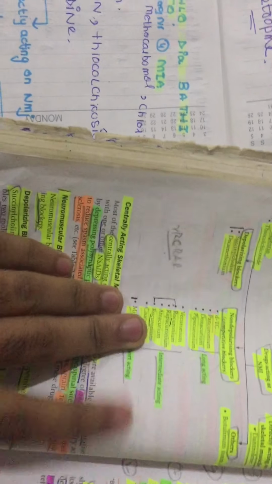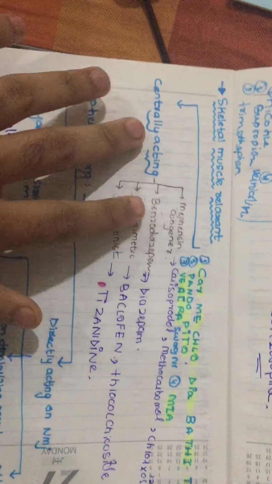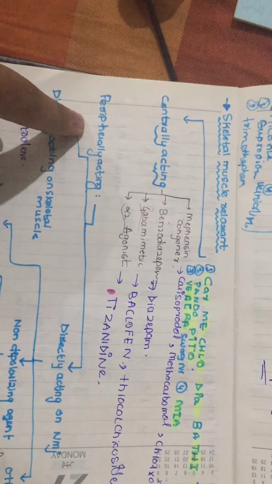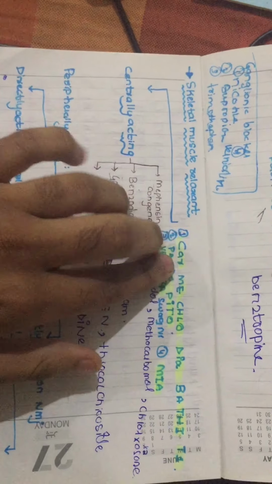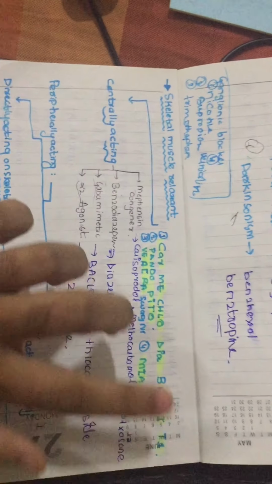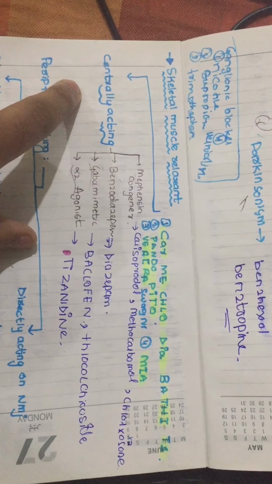Now, if we talk about the classification of the skeletal muscle relaxants, I have written it over here in my notes. I guess it's visible. The skeletal muscle relaxants are divided into centrally acting and peripherally acting. For remembering the centrally acting ones, I wrote a mnemonic: "Car mein chalo diya baithi thi." This is for the centrally acting skeletal muscle relaxants.